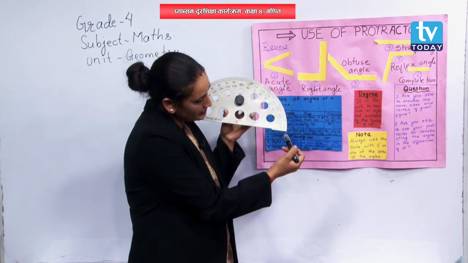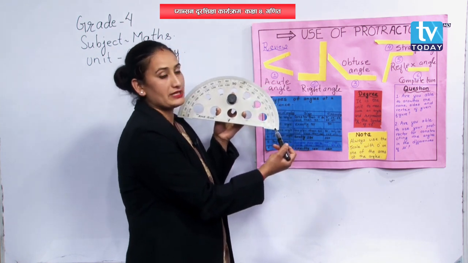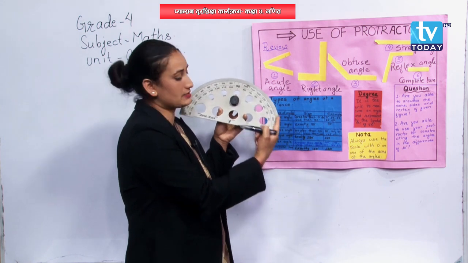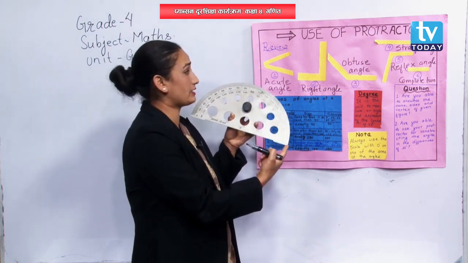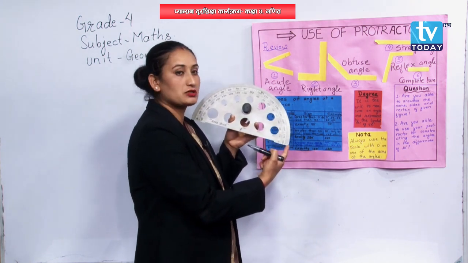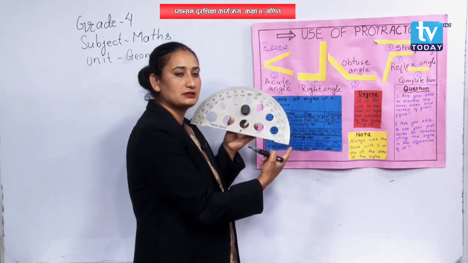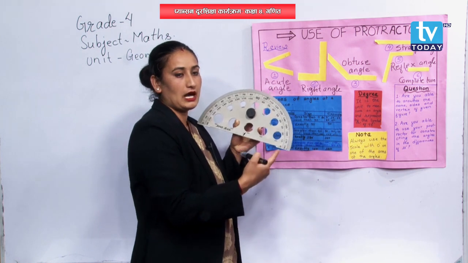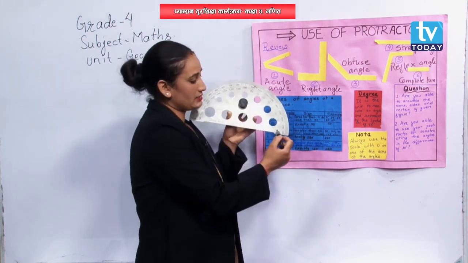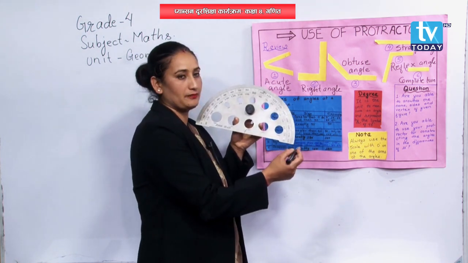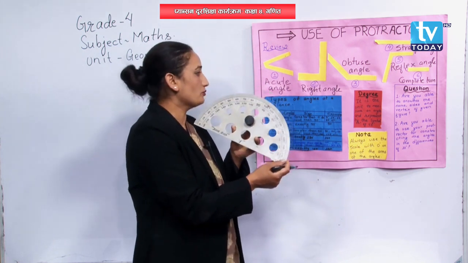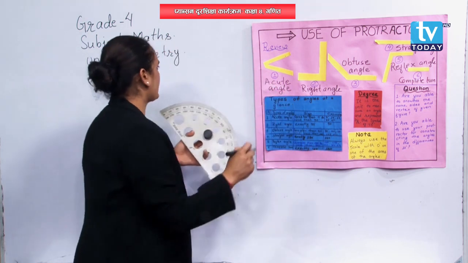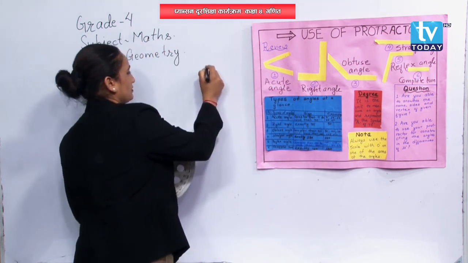In the same place, you can see another measurement, that is 180 degree. In the same place, you can see the 180 degree, right? So we call it the outer scale. What do we call it? Outer scale. Inner scale and outer scale. Okay. So here I pronounce time and again 0 degree.